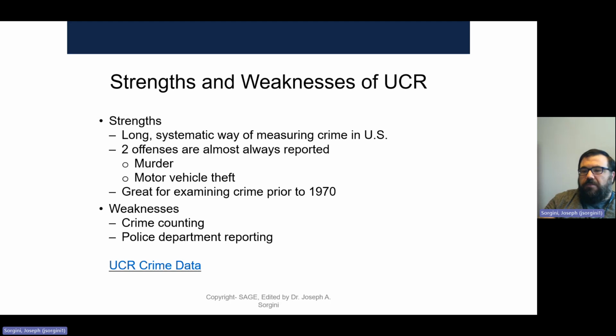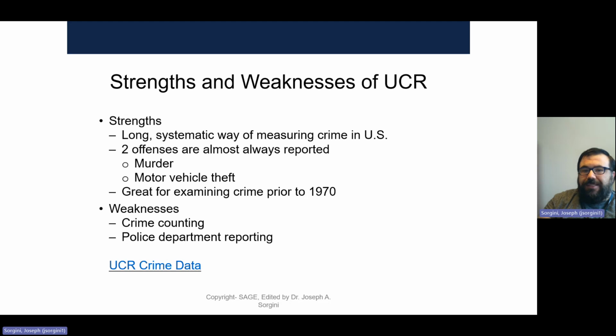The UCR has some strengths and weaknesses as shown here. Again, we have a lot of good information. As a matter of fact, I'm going to show it to you. That's what the link is on the slide to the UCR Crime Data Explorer. Right now, the UCR Crime Data Explorer, if you use the publicly available one, you can only really get access to the information from 1985 to about 2022.